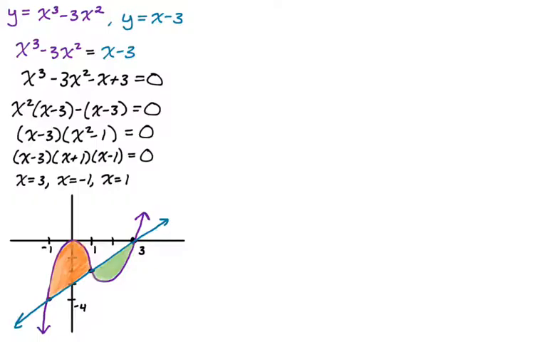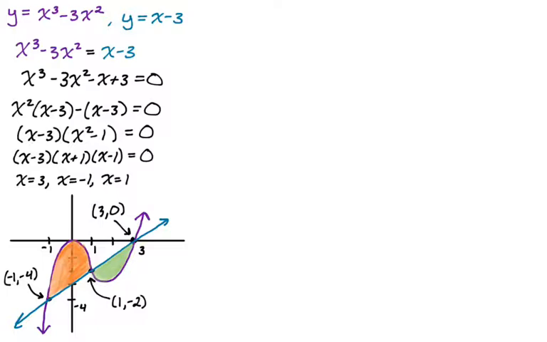So when I want to find this overall area, I'm going to have to do one of two things. Or, well, there's a lot of options. But let me just label up these points. So negative 1, negative 4 is one of them. And then 1, negative 2. And then 3, 0. So we have a really nice picture. And now we can think about finding this area.